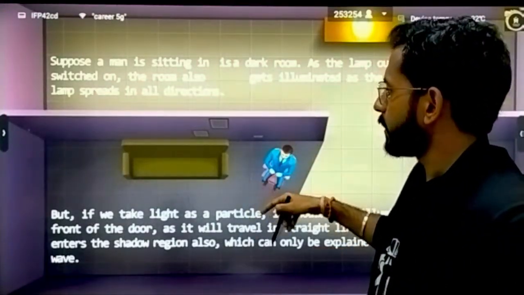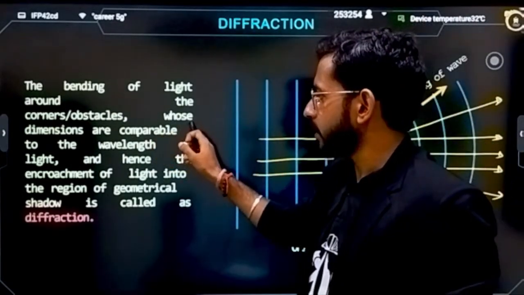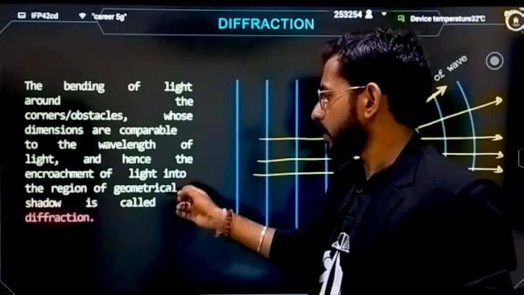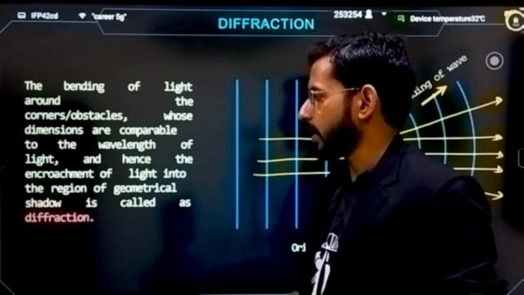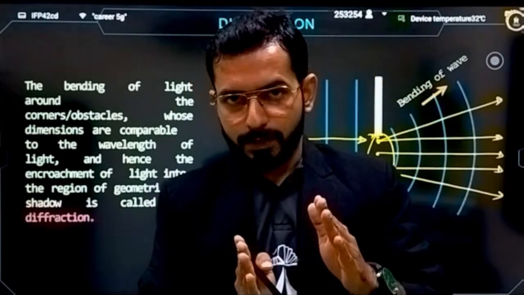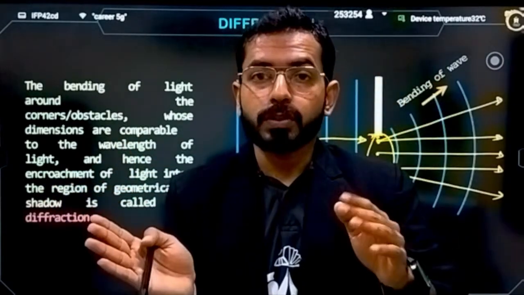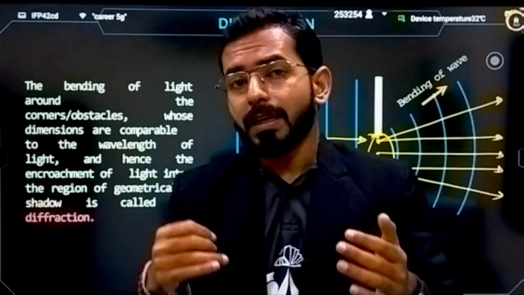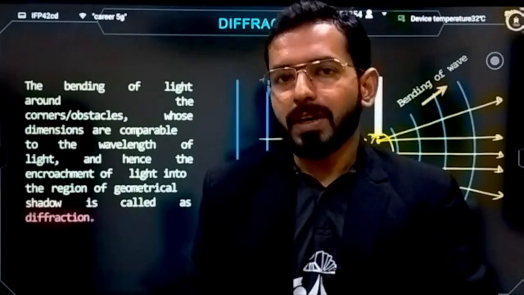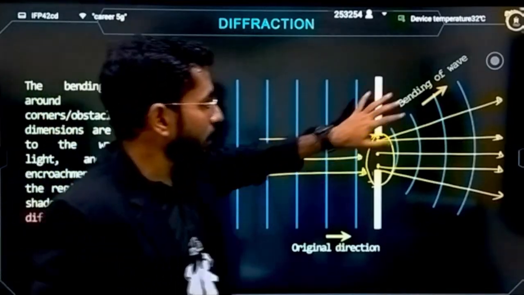Now see, this is the definition of diffraction: the bending of light around corners or obstacles whose dimensions are comparable to the wavelength of the light, and hence the encroachment of light into the region of geometrical shadow is called diffraction. Geometrical shadow means what exactly? That we have shown you, that if a wave is traveling only in a straight path, the rest of the portion should be dark but still light is coming into that, and that phenomenon is called what? Diffraction.